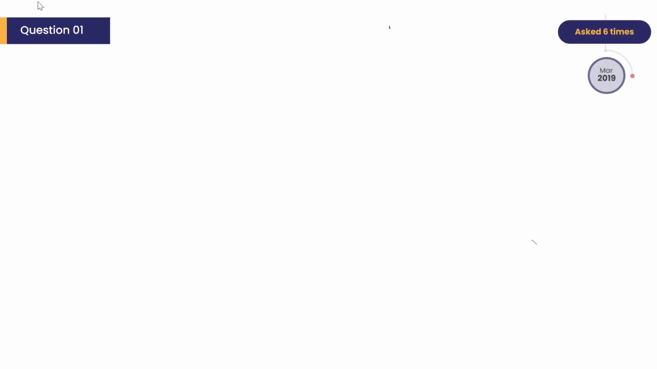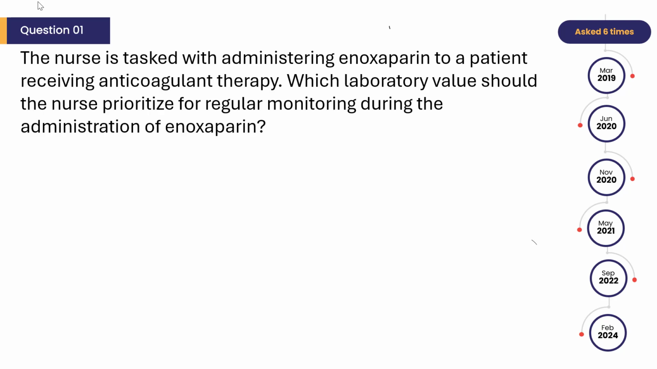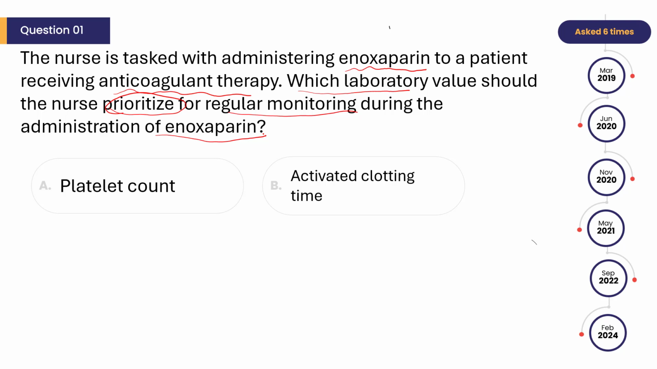This Enoxaparin-related question has been asked 6 times in the last 5 years, making it important to know for the exam. The nurse is tasked with administering Enoxaparin to a patient receiving anticoagulant therapy. Which laboratory value should the nurse prioritize for regular monitoring during the administration of Enoxaparin? A. Platelet count. B. Activated clotting time. C. Prothrombin time. D. Hemoglobin levels.